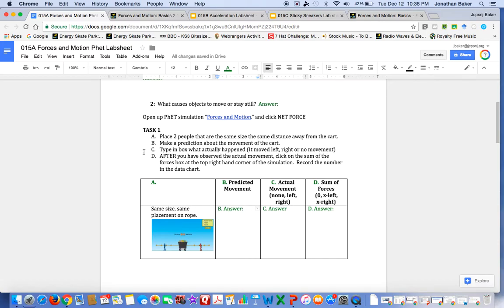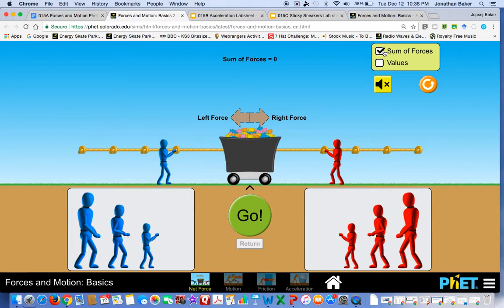And then in C, type in the box what actually happened. It moved left, right, or no movement. Okay, so that goes here. D, sum of forces. From math, sum means after it's been added up. So after you've observed the actual movement, click on the sum of forces box at the top right, and then record the numbers. When you're on the lab, sum of forces is right here.